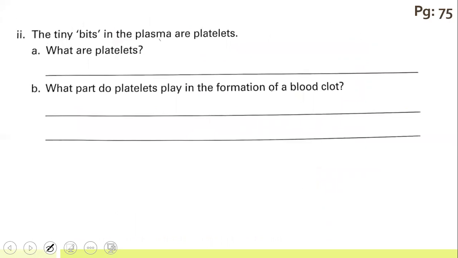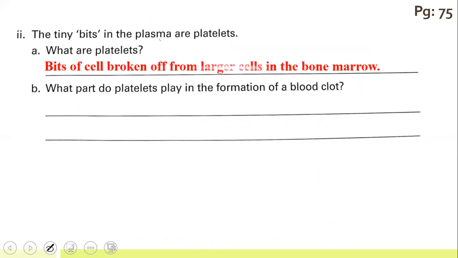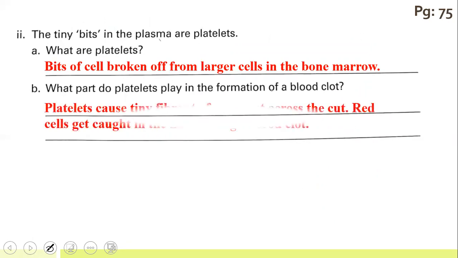The tiny bits in the plasma are platelets. What are platelets? These are bits of cell broken off from larger cells in the bone marrow. What part do platelets play in the formation of the blood clot? Platelets cause tiny fibers to form a net across the cut. Red cells get caught in the net forming a blood clot.